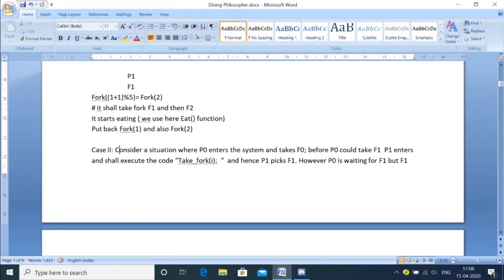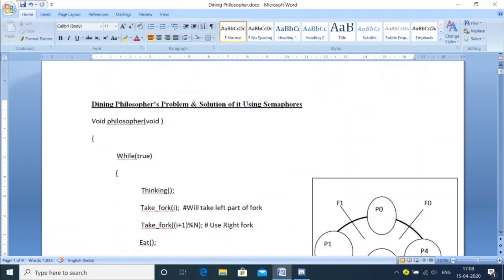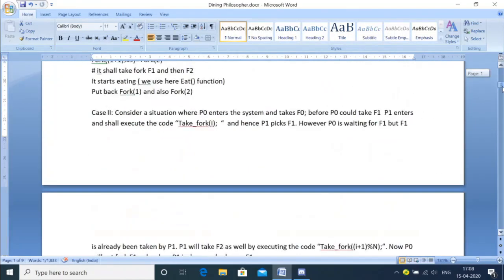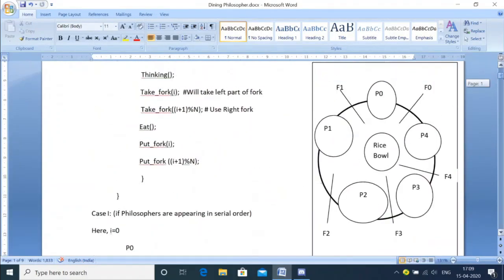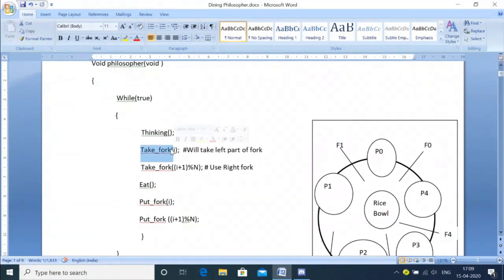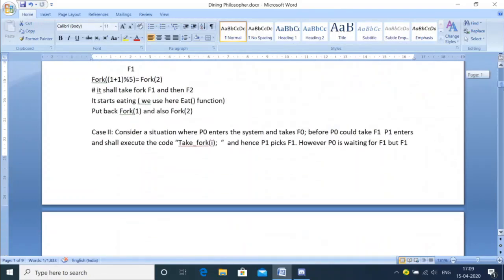So let us try to check what will be the scenario in that case. Let us see we have a situation where P0 enters the dining arrangement initially. Once it enters, let's say P0 has just entered, and it has executed the statement take fork I. So what is I here in this case? It's very simple. I will be 0, because for the first process P0, the I value will be 0. And accordingly, when it executes this code, take fork I, what is the value of I? 0. So it will take which fork? F0. So hence we have F0.